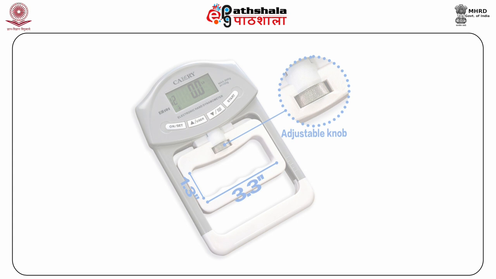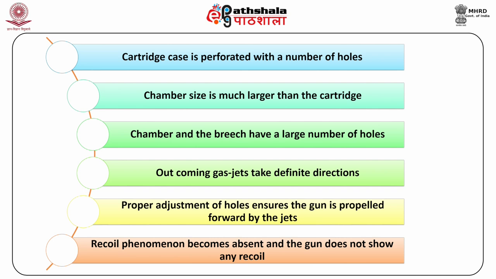Recoil-less guns. Such guns do not exhibit any recoil since it has been completely eliminated by the technique described. The cartridge case for such a gun is perforated with a number of holes. The chamber size is considerably increased and made much larger than the cartridge. The chamber and the breech have a large number of holes with controlled directional outlets. The outgoing gas jets thereby take definite directions so that the rotation of the gun due to rotation of the projectile inside the barrel is compensated.